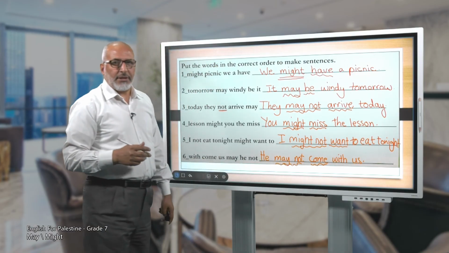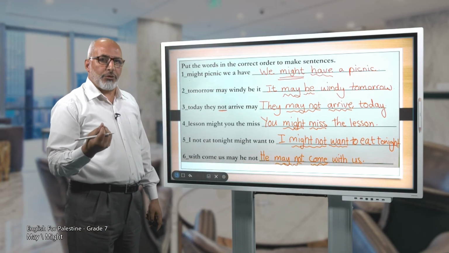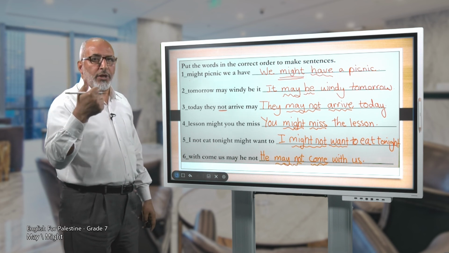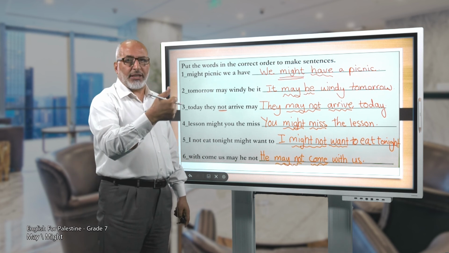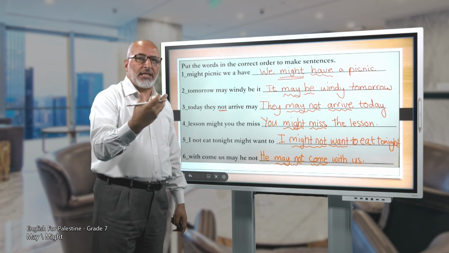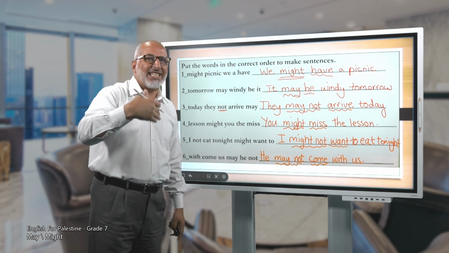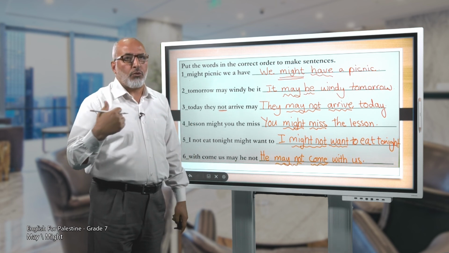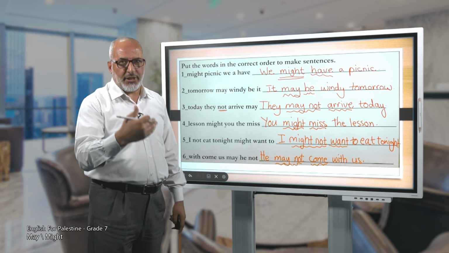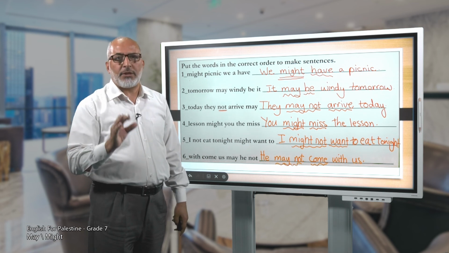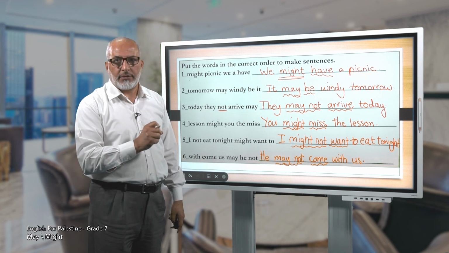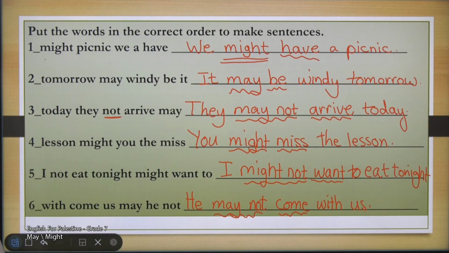Now I'd like to remind you of the main points in our lesson. We use may and might to talk about things that are possible. We use may not and might not when things are not possible. There is no difference between may and might, or may not and might not. They are followed by the infinitive form of the verb.